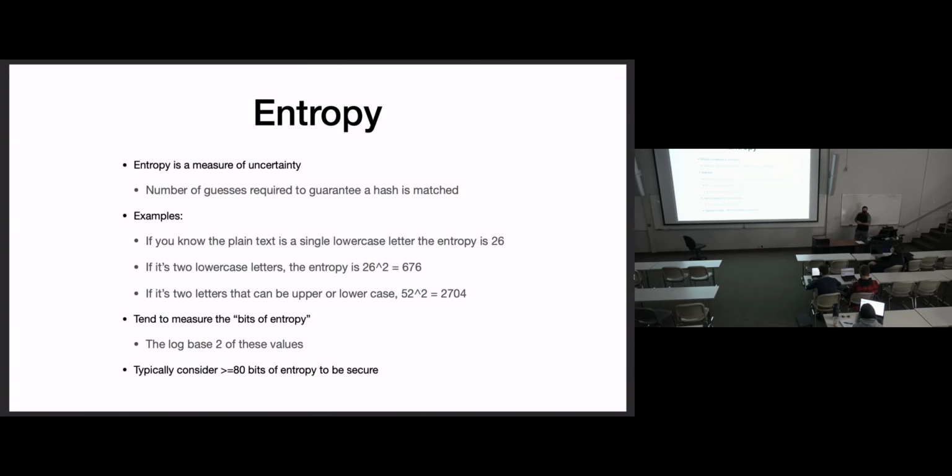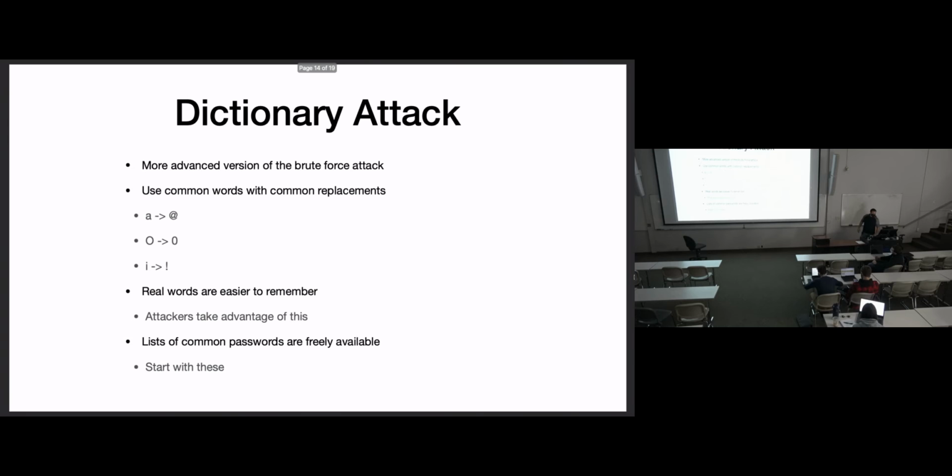So that's our entropy. We want our entropy high. Over 80, we pretty much say we're secure. That's when it's several millennia, even with 100 trillion guesses per second. We're feeling good at 80 bits, but if we go even higher, we're feeling even better.